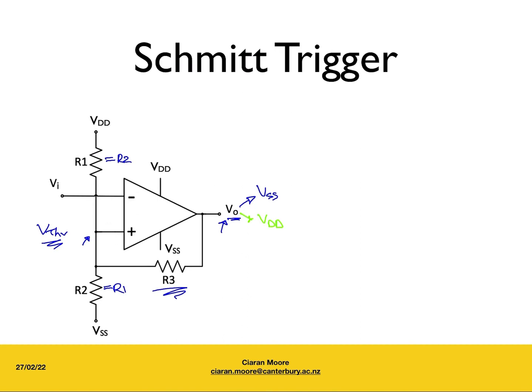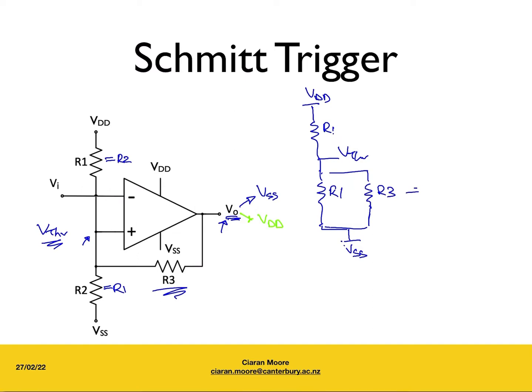And I'm going to draw equivalent circuits to help me with my analysis. So I'll redraw the circuit here. We've got VDD and R1. We've got the voltage we're trying to find, VTHR. We've got R2, which is, remember, the same as R1. And we've also got a parallel connection through R3 to V out, which is at the moment equal to VSS, like that. So we can analyze this circuit.